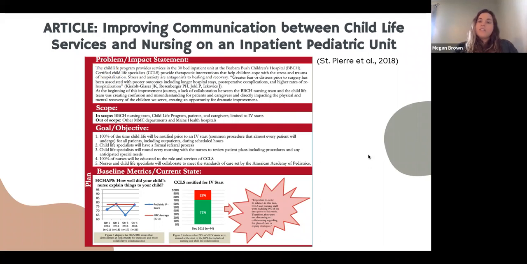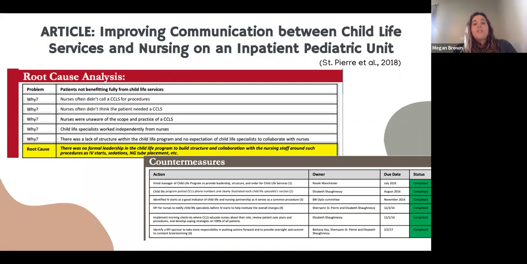So here, just like I said, they kind of pinpointed why that was. Why was there that lack of communication and collaboration? It says the nurses often didn't call. They didn't think a child life specialist was needed. I think this is a big one: they were unaware of the scope and practice of a child life specialist. And the child life specialist worked independently from the nurses, and there was a lack of structure within the child life program.